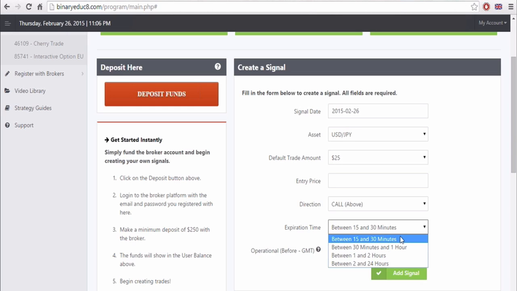So more often than not, you will be using the between 1 and 2 hour interval. But if you find that you have strategies that you'd like to apply and use the auto trader for as well, that you feel are better in other intervals, whether it's 50 to 30 minutes and so on, you have the ability to do so.